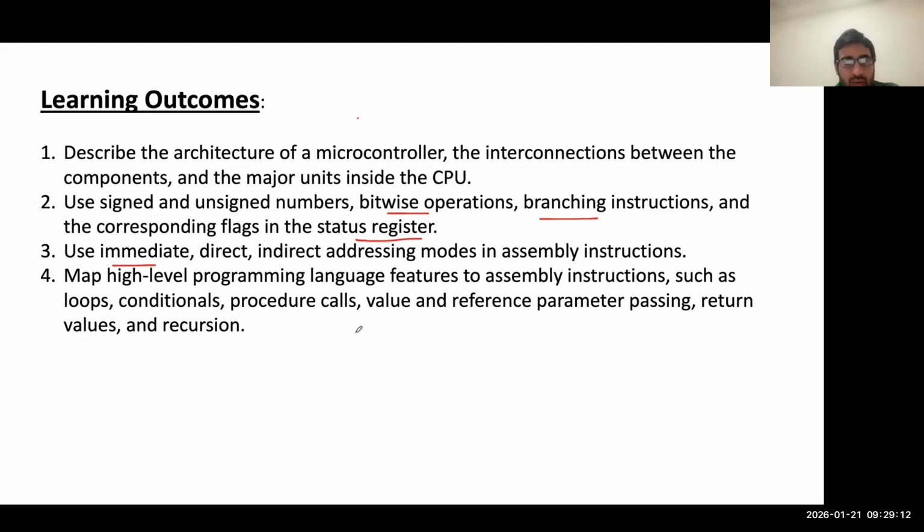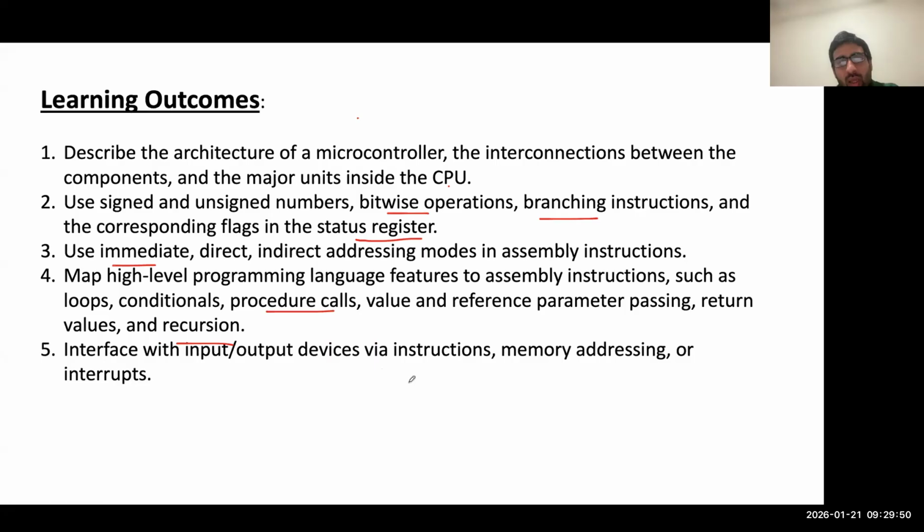At the end of the course, you should be able to map high-level language features to assembly instructions. For example, if you are asked to convert a high-level program which is using a while loop, you should be able to write that while loop in assembly language. Or, for example, an if-else statement, you should be able to write it in assembly language. Similarly, how to implement functions, how to call functions, and how to implement recursion in assembly language.